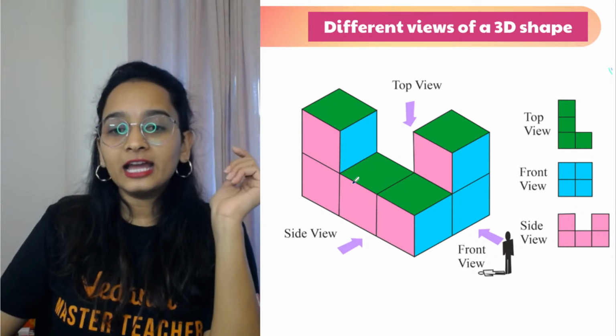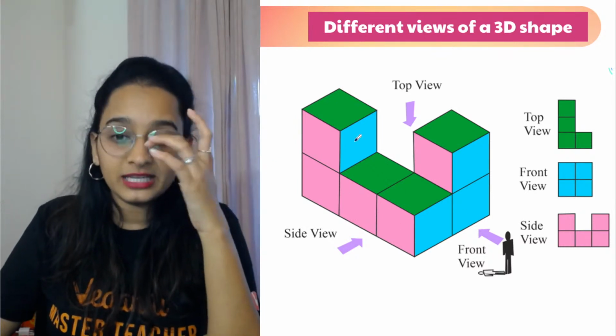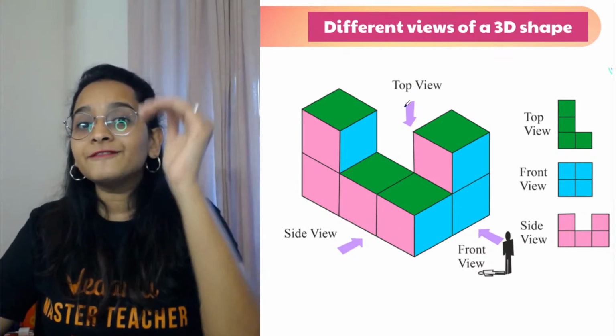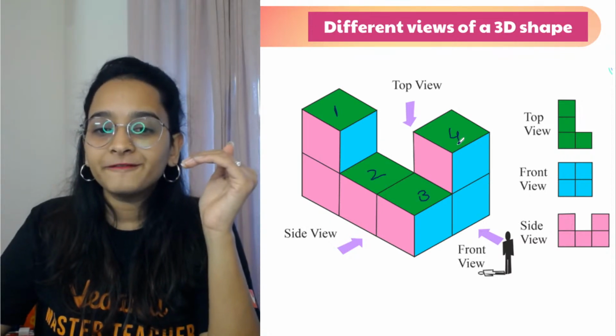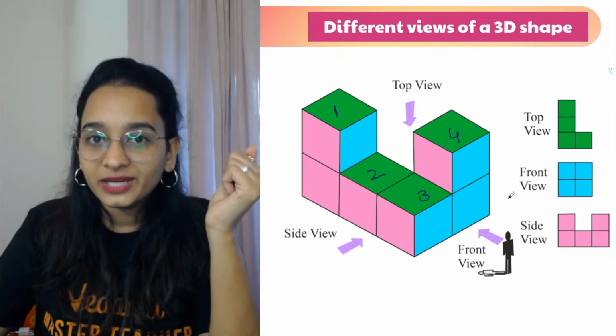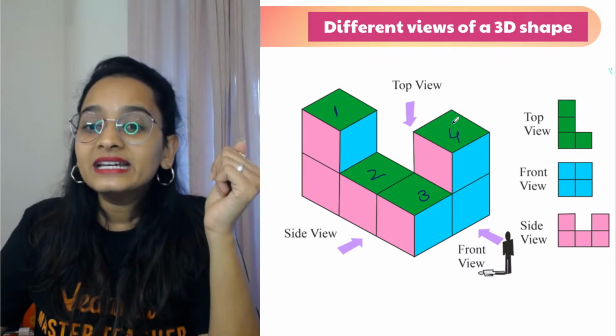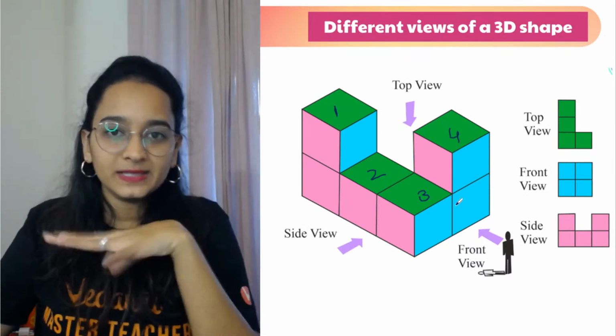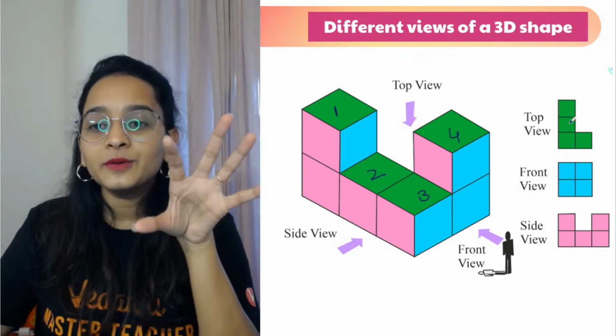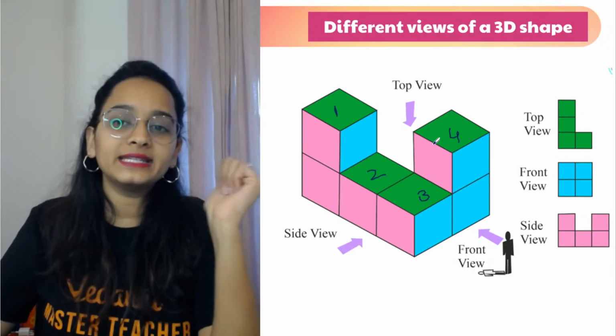Now, if I take a look at this particular set of cubes, when I look at it from the top, you can see 1, 2, 3, 4. You can see an L shape coming out. You can only see the green tiles from the top. These bottom tiles are not visible to you. When you look from the top, you can only see these 4 green tiles.